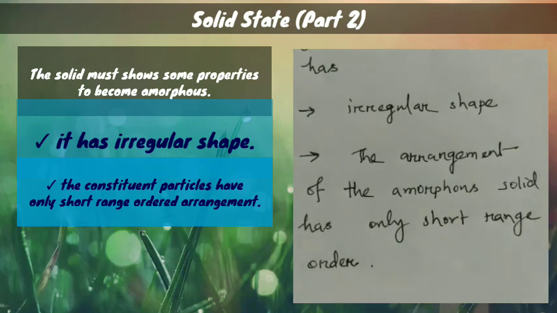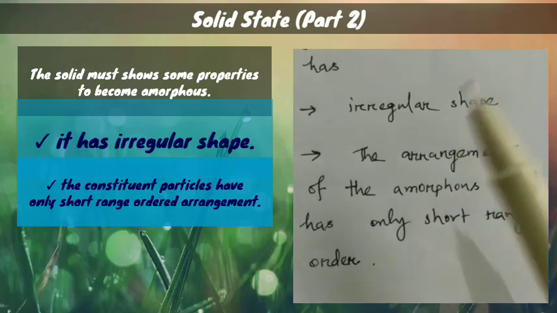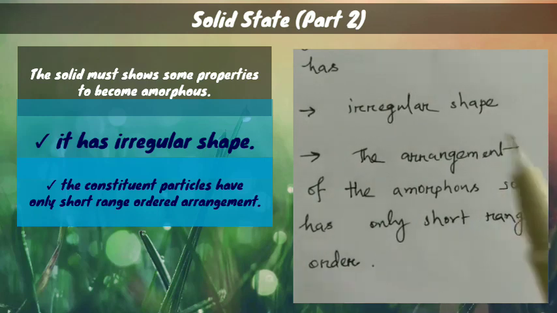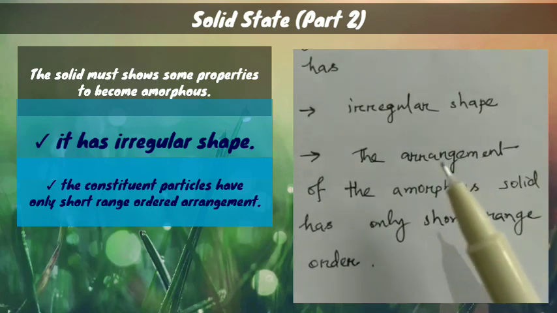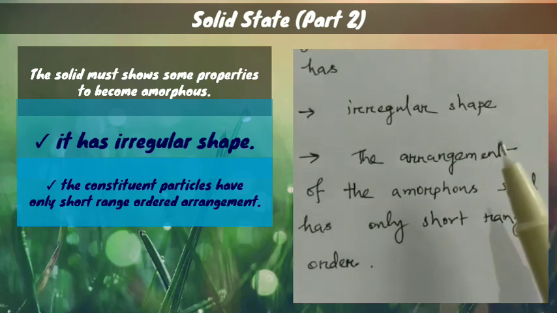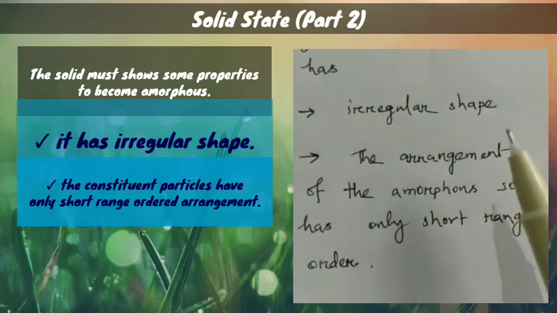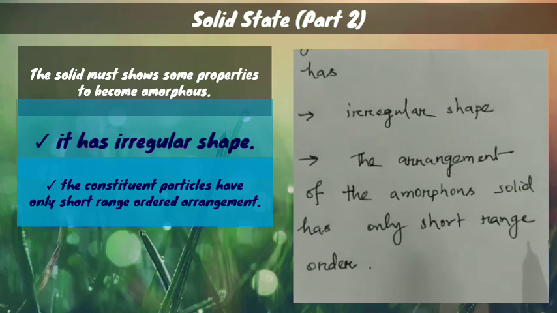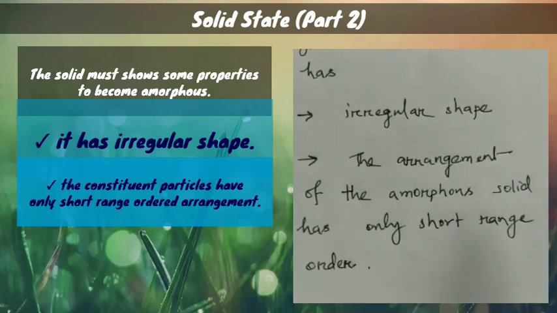Okay, so the constituent particles here may also be atoms, molecules, or ions, but their arrangement is not long range ordered. That means there may be some arrangement, but a part of that solid may have some ordered structure, but it will not continue throughout the solid.